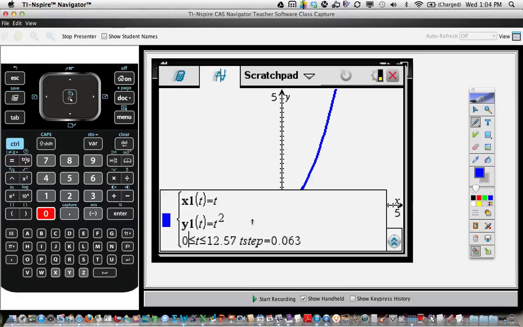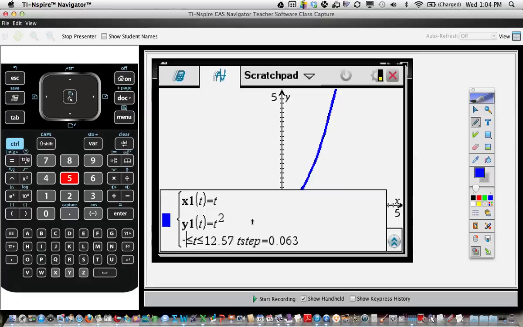Where is it at 1? When t equals 1, it's at the point 1, 1. How about at t equals 2? 2, 4, and so forth, right? So this equation gives us its location at certain time values. All right. Now, since we started with t equals 0, we didn't get any negatives, right? So let's go negative.